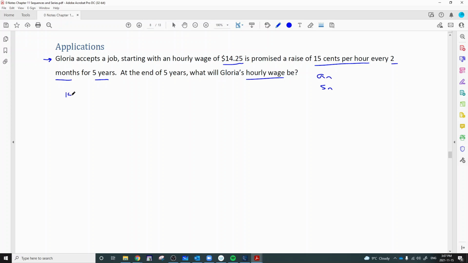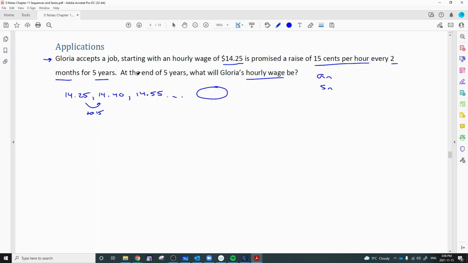I'll write this down because maybe you can't see it. The first term would be $14.25. The second term would be adding 15 cents, and then we'd get $14.40. Then we'd add 15 cents again, and you get $14.55. The question is, do we want to find the sum of all these hourly wages, or do we want to know how much she's making at the end of 5 years?